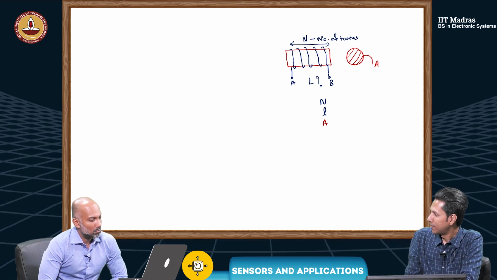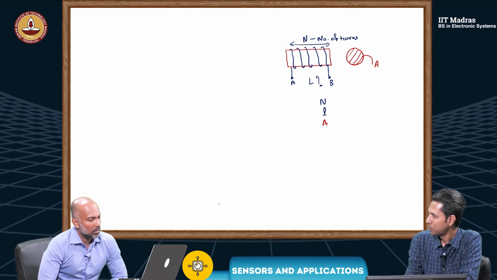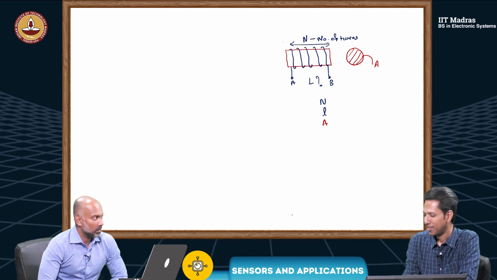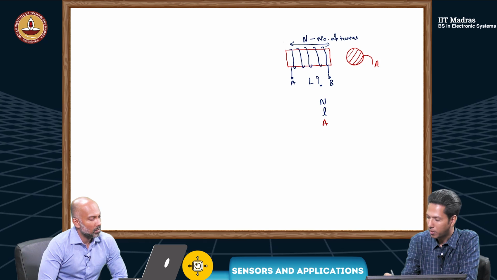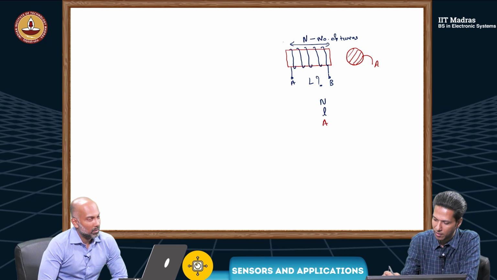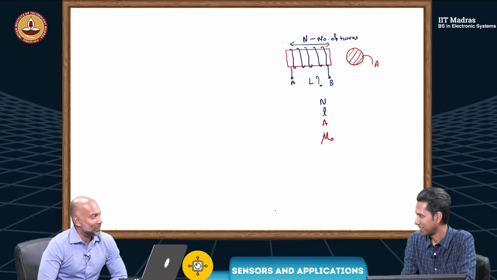The number of turns. So the inductance will be a function of all this. And the rest of the space is air. Air has some permeability, mu 0, which I remember: 4 pi into 10 power minus 7. Yes, correct.